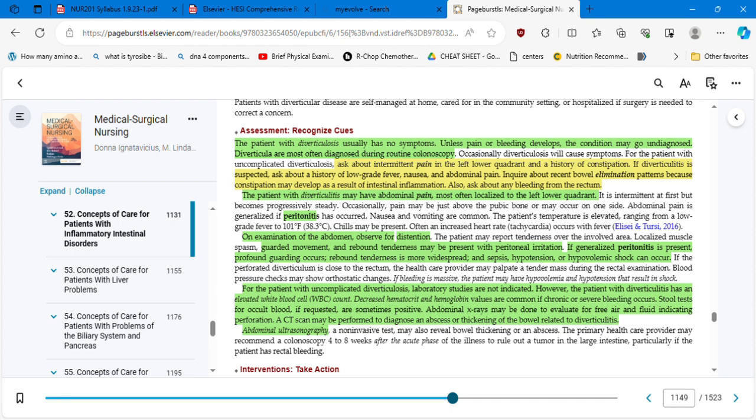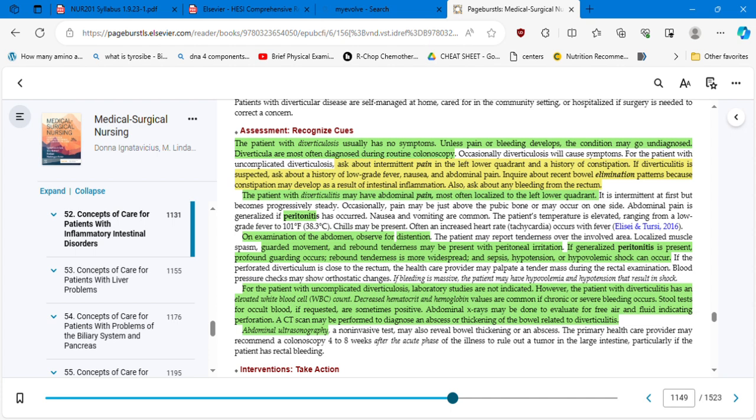Why the left lower quadrant? Because it's the pathway of the descending colon and the initial pathway of the sigmoid colon, and that is the left lower quadrant. If diverticulitis is suspected, ask about a history of low-grade fever, nausea, and abdominal pain. Inquire about recent bowel elimination patterns because constipation may develop as a result of intestinal inflammation. Also ask about any bleeding from the rectum.